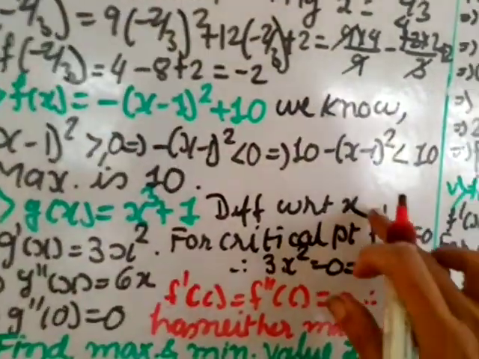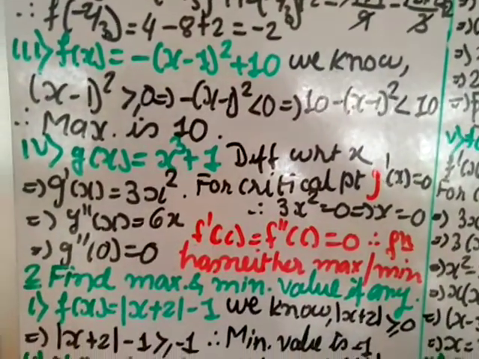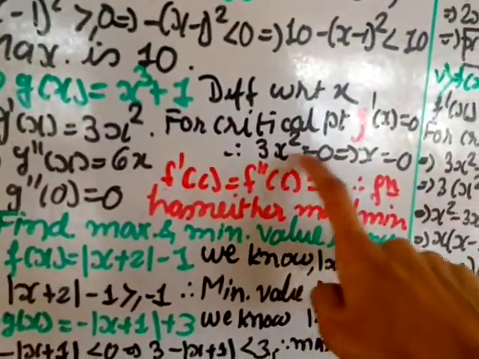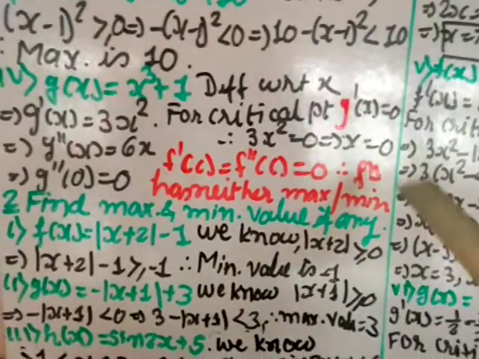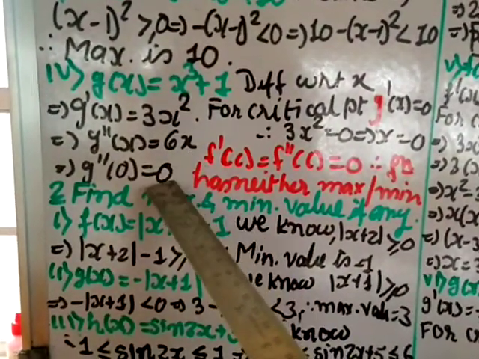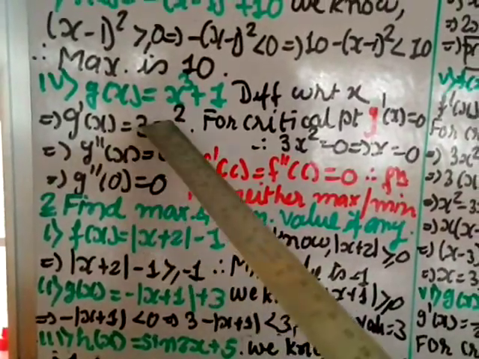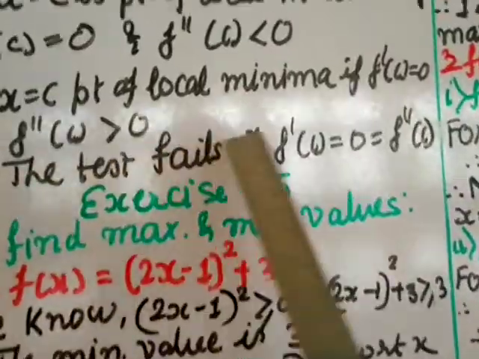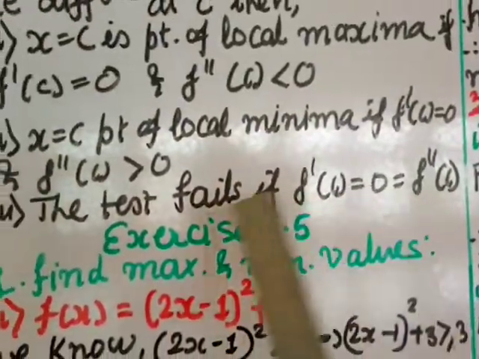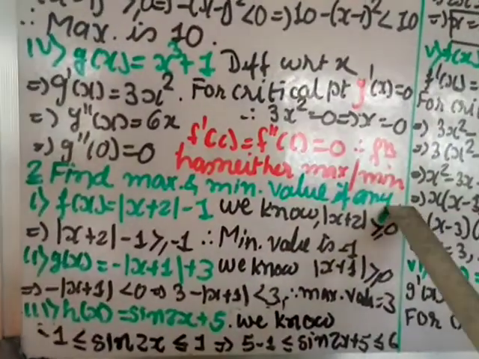Then g dash x, what you have found is 3x square. So put 3x square equal to 0, so x equal to 0. Now put this value in g double dash x. So you put here 6 into 0 is 0. Now see, g dash x is also 0 and this is also 0. So by the third condition, if both answers come to be 0, that means the test fails. That means the function has got neither a maximum value nor a minimum value.